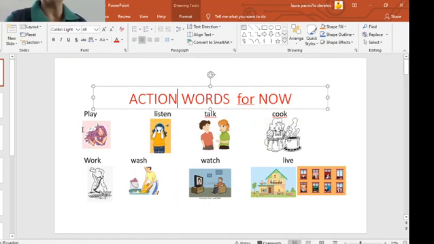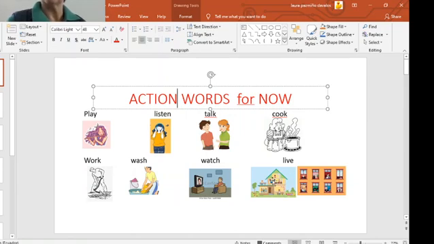Maybe you do this every single day. You play, it's an action. You listen, it's an action. You always talk, it's an action. Your mommy or your grandma or somebody in the house cooks, it's an action. Everybody works now. Work is an action. Wash, it's an action. Watch, it's an action. And leave. Okay, what is leave?